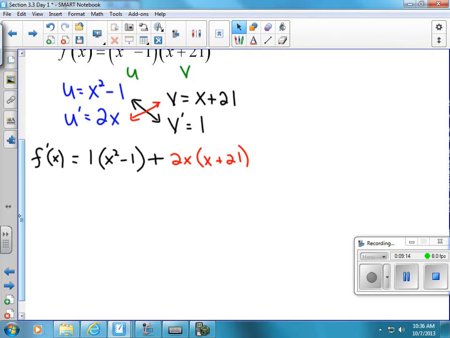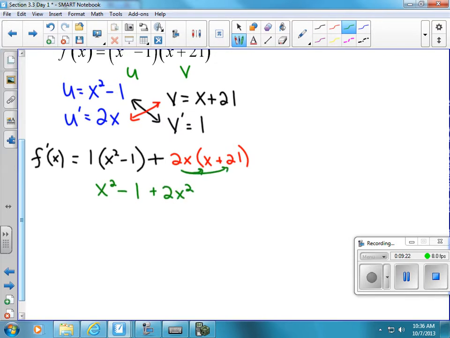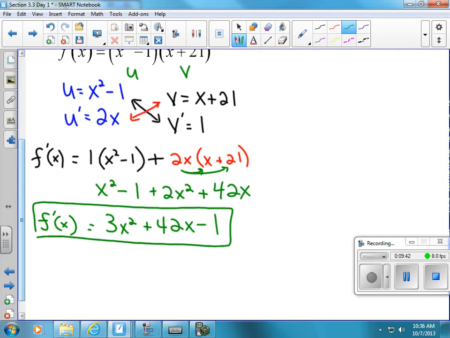Okay, all we have to do now is simplify this, use our algebra skills. x squared minus 1 plus, don't forget to distribute, 2x squared plus 42x. All right, so we have x squared plus 2x squared. That's 3x squared plus 42x minus 1. I like to write this derivative function in standard form, and that should be our answer. That's an example of the product rule.